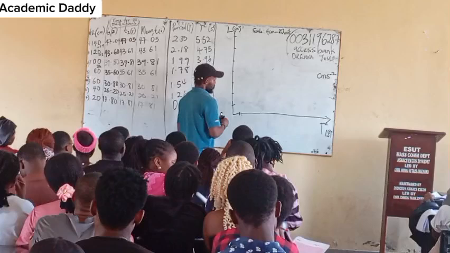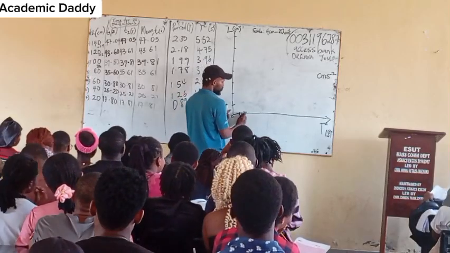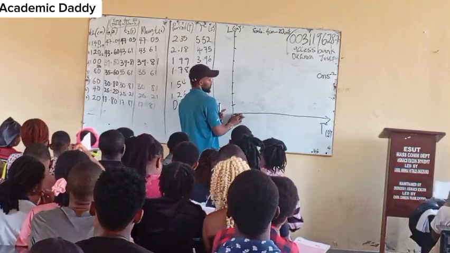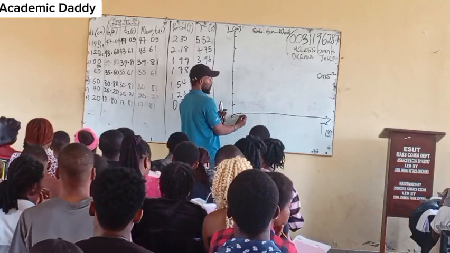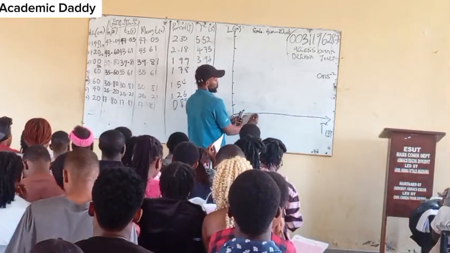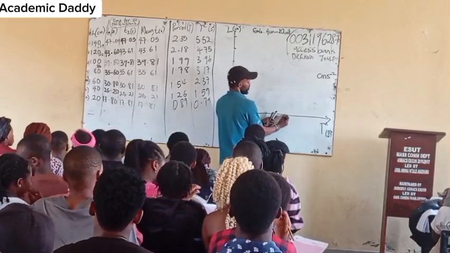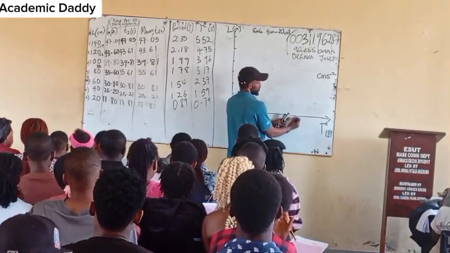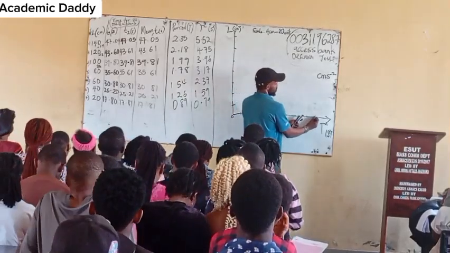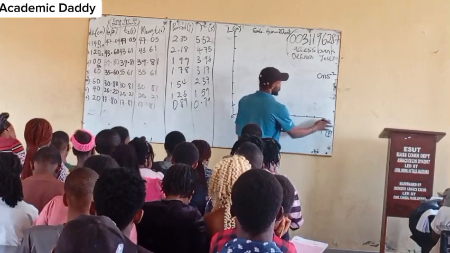So I'll say 0. Let me count the number of 2 centimeters. I'm counting 0, 1, 2, 3, 4, 5, 6, 7, 8, 9, and the last one.